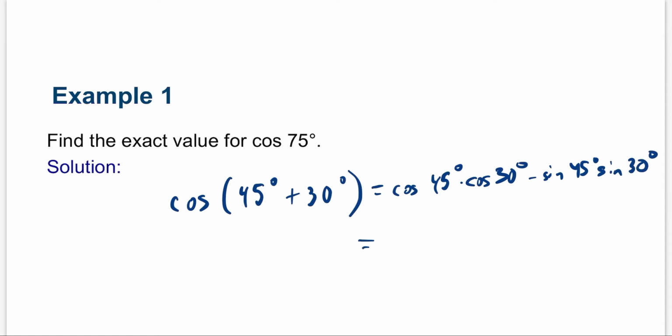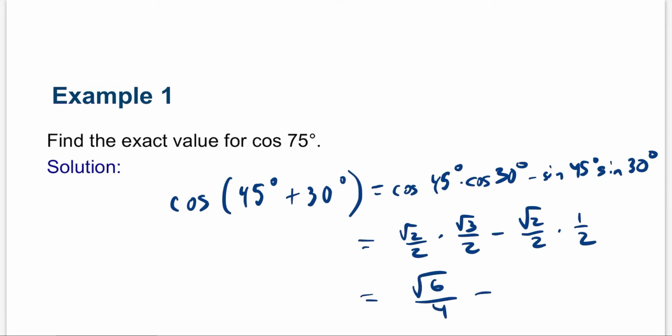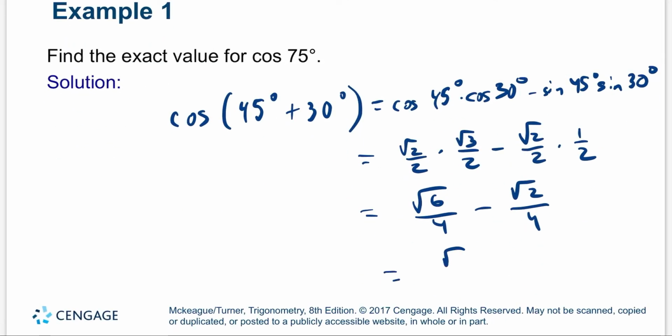All right, and then you can use your unit circles. The cosine of 45 degrees is radical 2 over 2. The cosine of 30 degrees is radical 3 over 2. Sine of 45 is radical 2 over 2, and the sine of 30 is 1/2. So this would be radical 6 over 4 minus radical 2 over 4. So the final answer would be radical 6 minus radical 2 over 4.